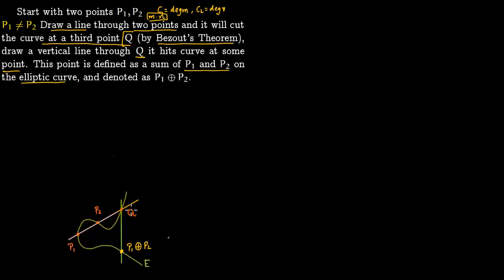A vertical line means that you are drawing a line from the point Q to your point at infinity O. This point at infinity is our special point on the elliptic curve. When we defined the elliptic curve, we said that there was a special point, and this special point is the point at infinity. So when you draw a vertical line, you are connecting Q and this point at infinity.